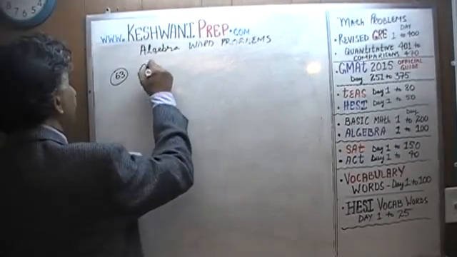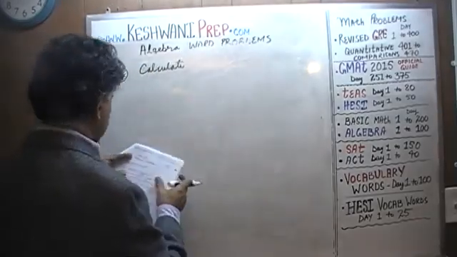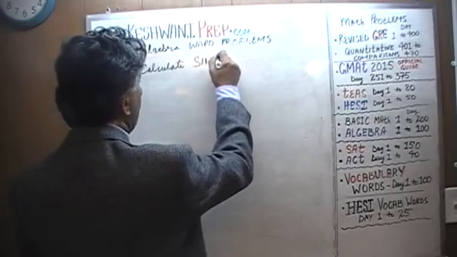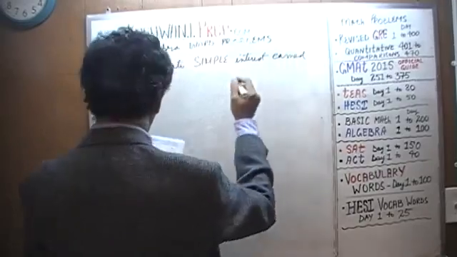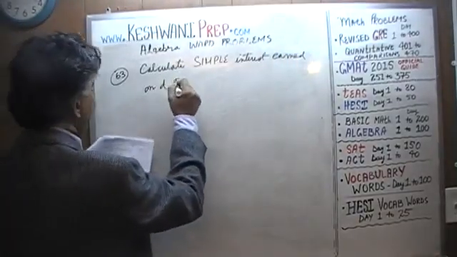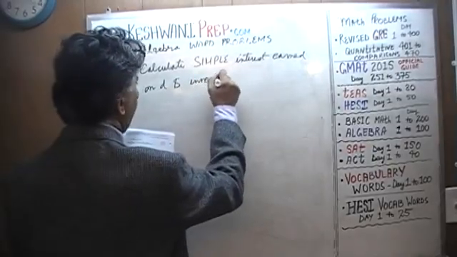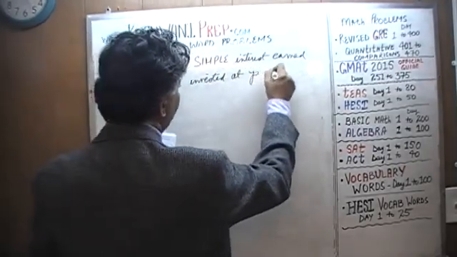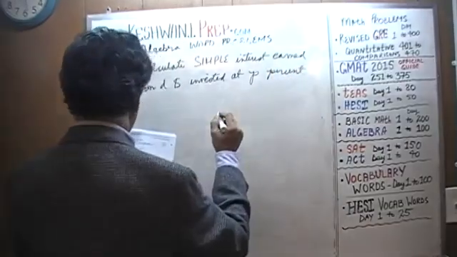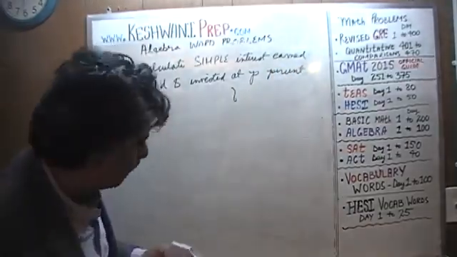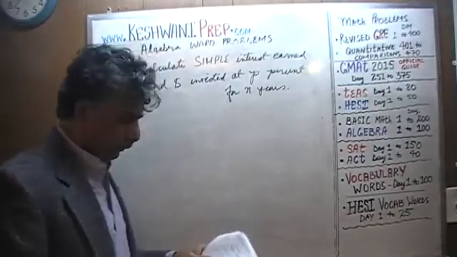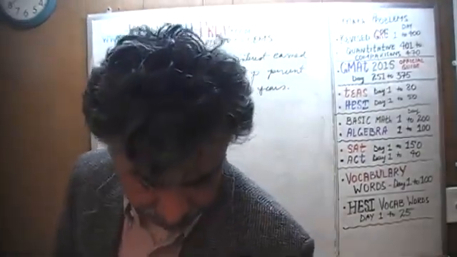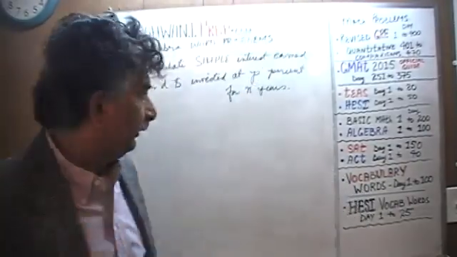You're being asked to calculate simple interest earned on D dollars invested at P% for N years. Let's see what we can do. We're going to invest D dollars for N years, and it's going to pay us P% per year simple interest. Let's get going, shall we?